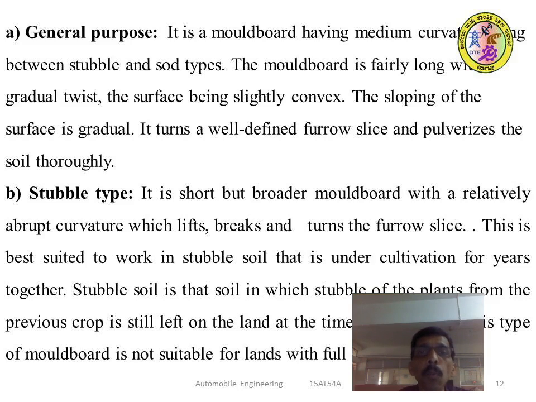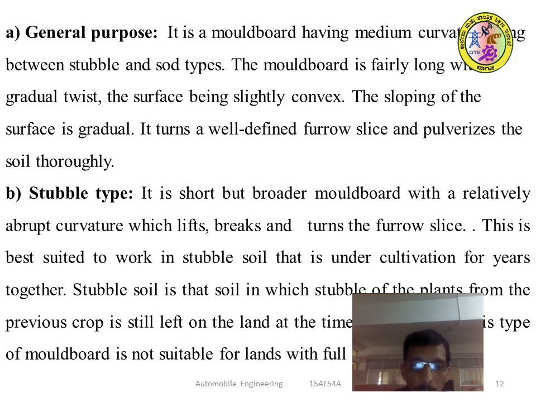So next one is general purpose. It is the moldboard having medium curvature lying between stubble and sod types. The moldboard is fairly long with a gradual twist, the surface being slightly convex. The sloping of the surface is gradual. It turns a well-defined furrow slice and pulverizes the soil thoroughly. So it falls in between the stubble type and sod types.